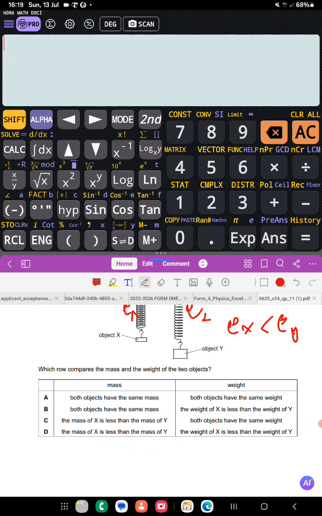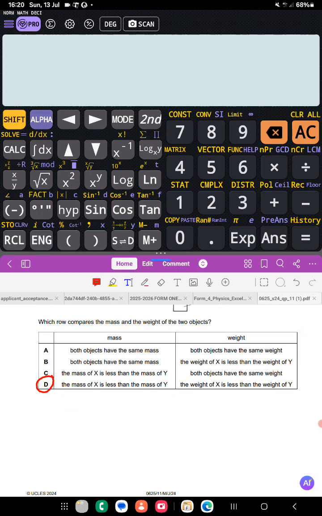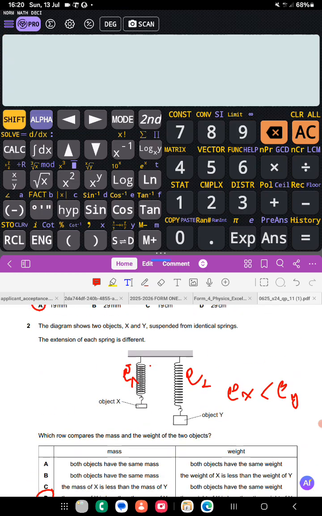So the correct answer is supposed to be D. Why? Because the weight of a body depends on its mass. So if the object X has less mass, it also follows that it has less weight. That's why X has not extended as much as Y has. Okay, that's very good.